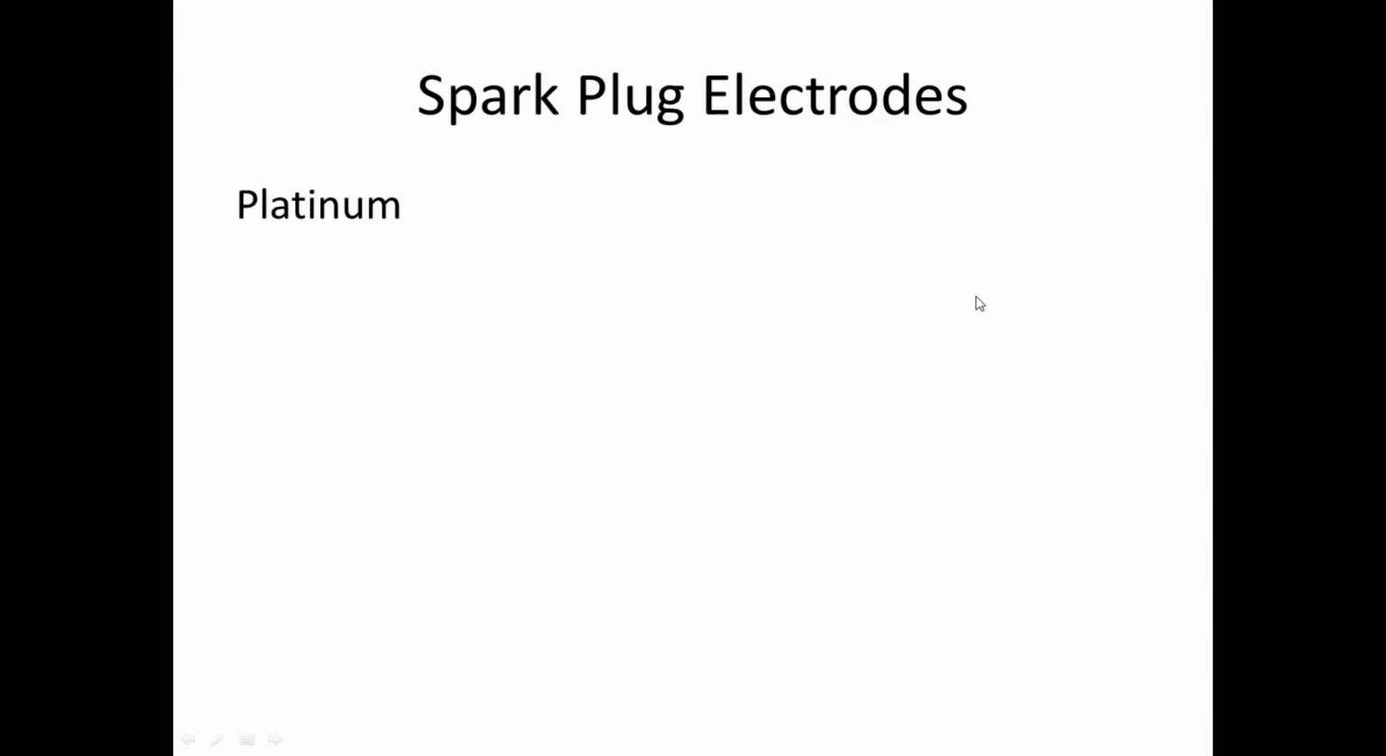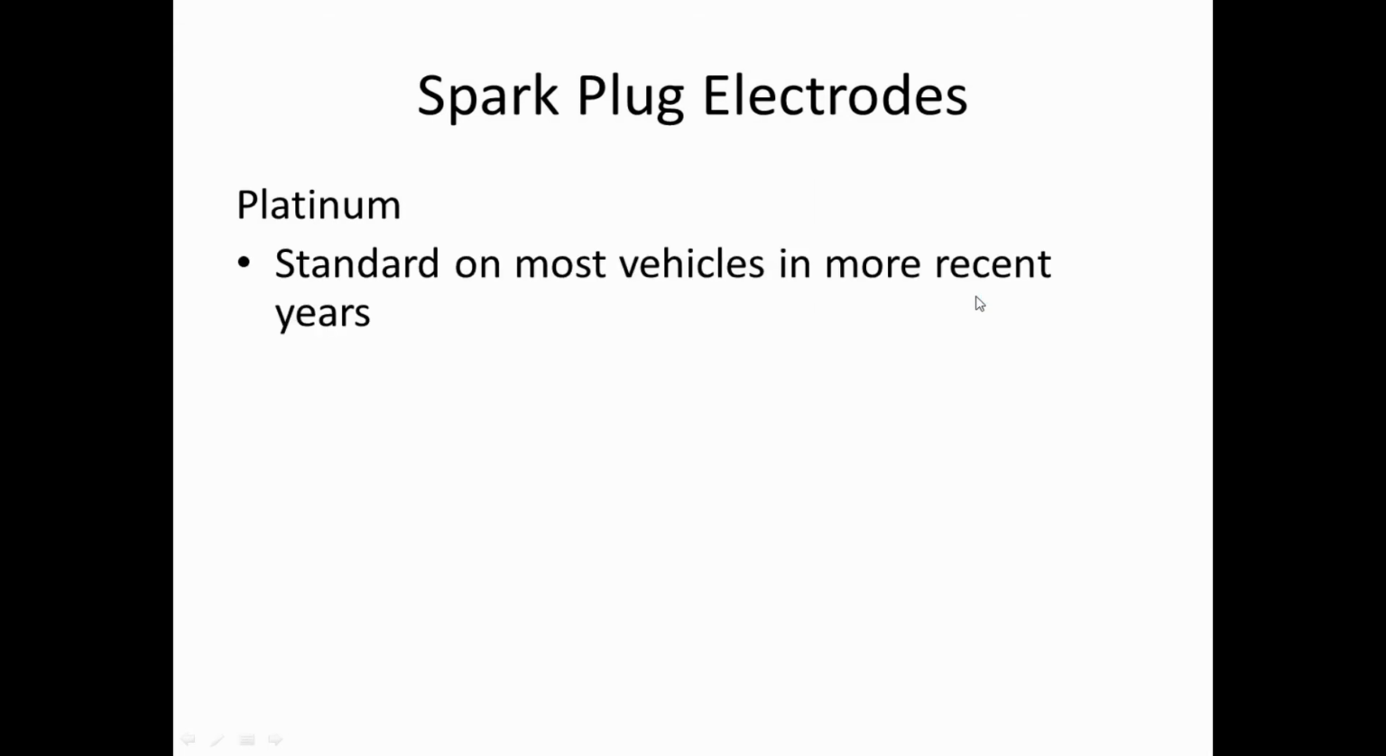So in kind of more recent-ish years, we went to a platinum electrode. So, like I said, standard on most vehicles. In more recent years, even a lot of vehicles today are still coming with platinum spark plugs. It's kind of six of one, half a dozen of the other with what comes with what. I find a lot of domestic vehicles generally use the platinum ones versus the imports, which go with the iridium, which we'll discuss next.